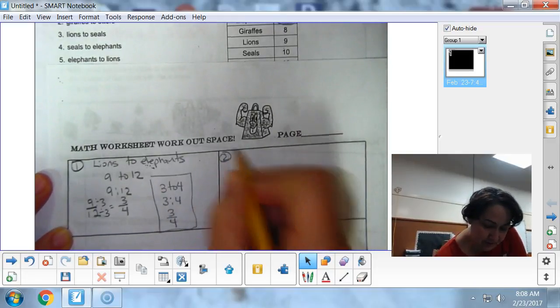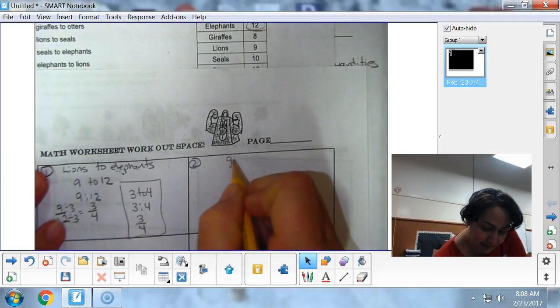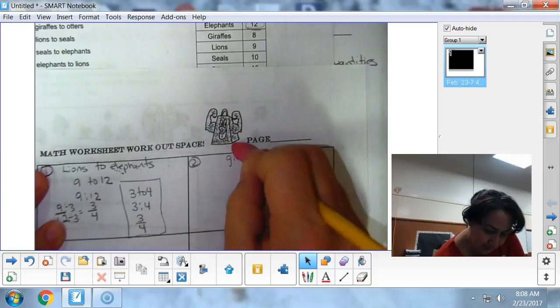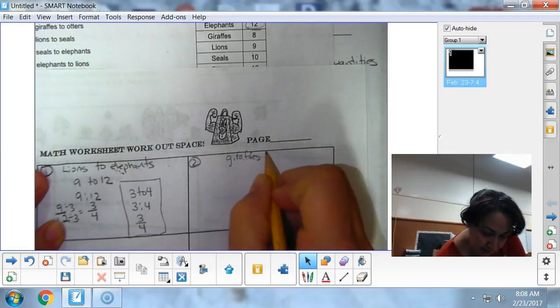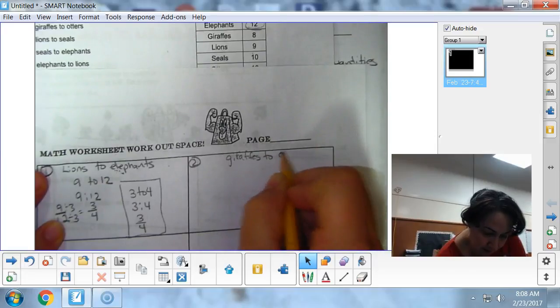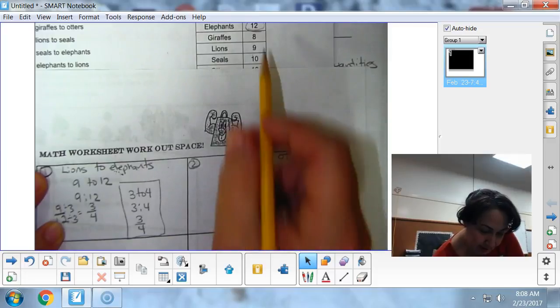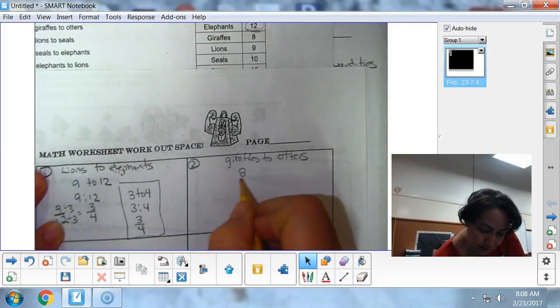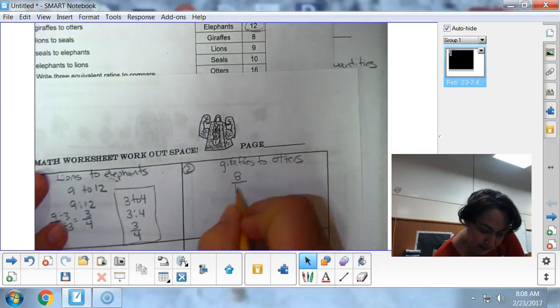Number 2 says giraffes to otters. Okay, I have 8 giraffes. I'm going to try to simplify it first this time. And otters, I have 16.